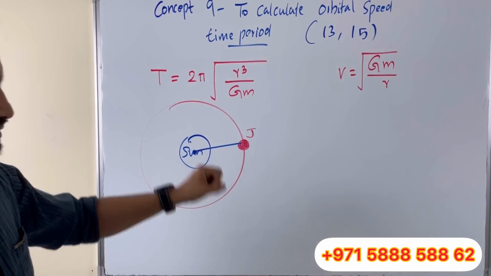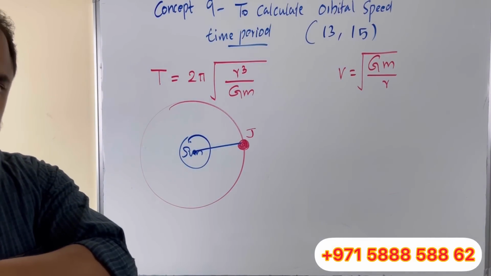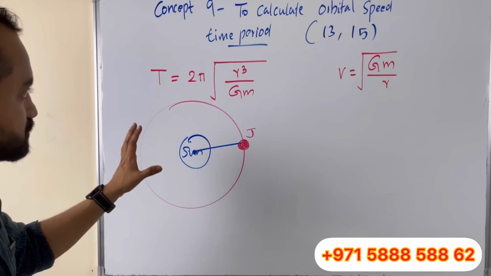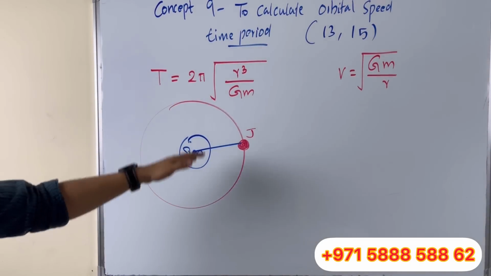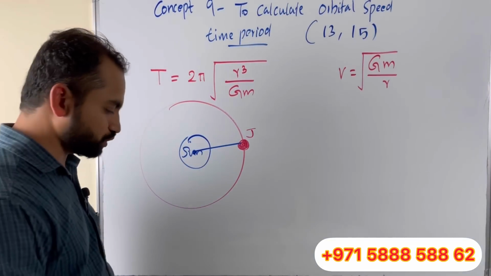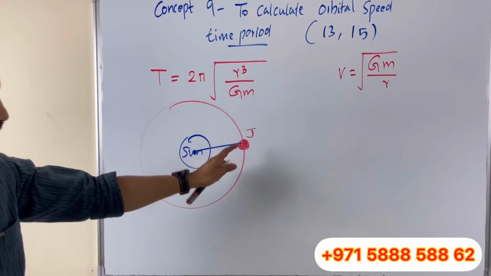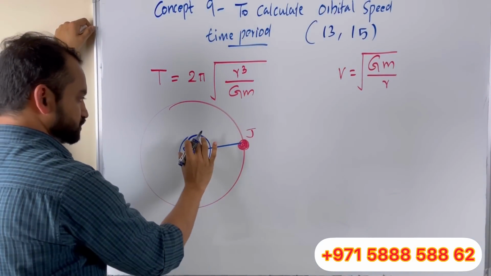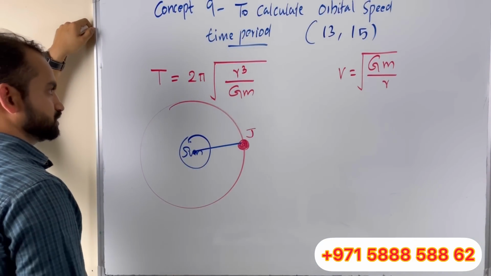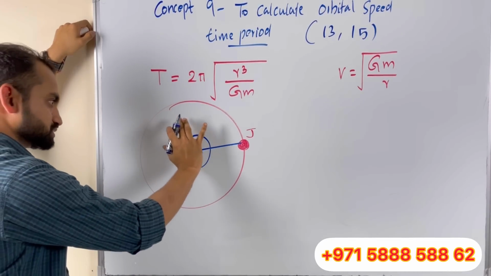Then what is G? G is the universal gravitation constant. Its value is constant everywhere all the time. That is 6.67 times 10 to the power negative 11, which we used in the previous questions. And the point is, what is this M? Mass of Jupiter or mass of the Sun? That is the thing that you need to understand. This M is the mass of the Sun. So here you have to think like that: M is the mass of the object that is at the center.